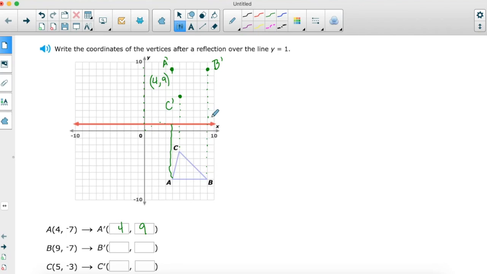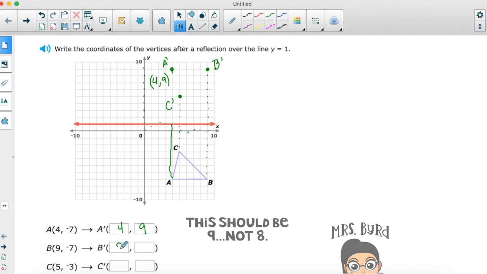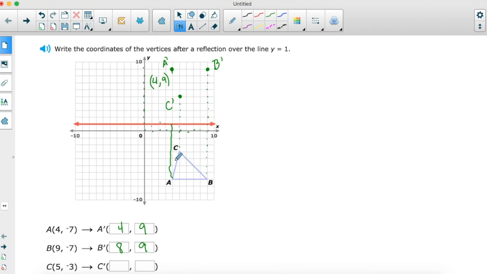Okay, so then letter B has to be, if this is 4, I'm going to count going this way, right? 4, 5, 6, 7, 8. So X is 8. And then it's going to be the same amount of spaces going up, which is 9. And then letter C, we have 1, 2, 3, 4, 5 spaces for X. And from here, it's going up 1, 2, 3, 4, 5 spaces. So point C is at 5, 5.